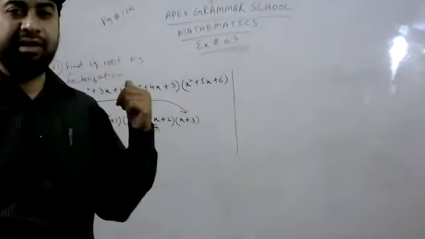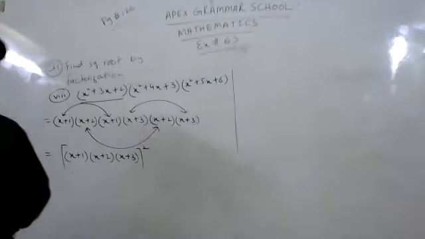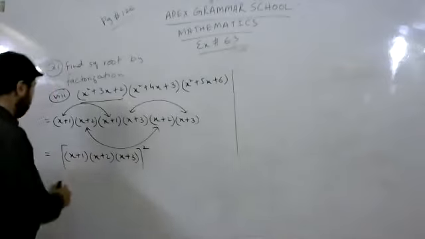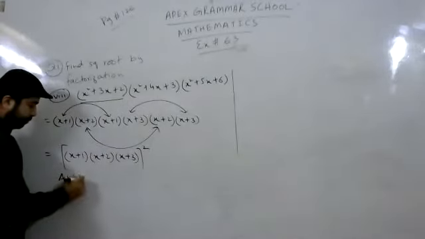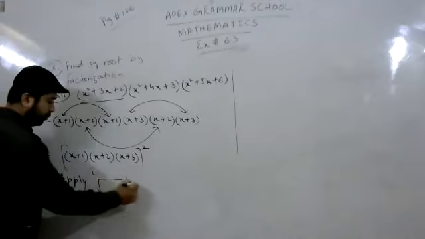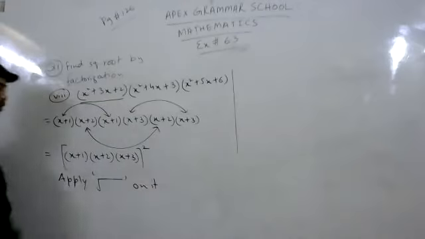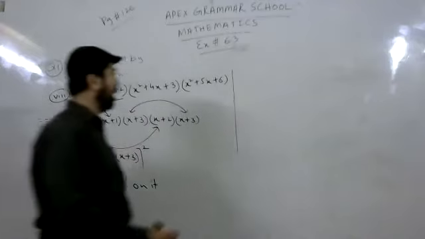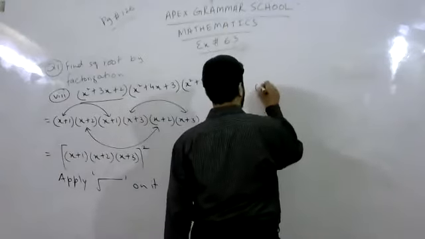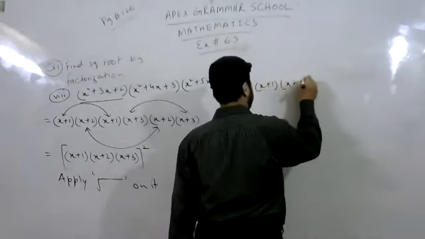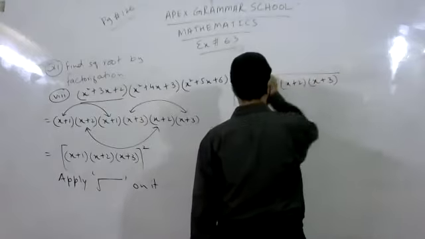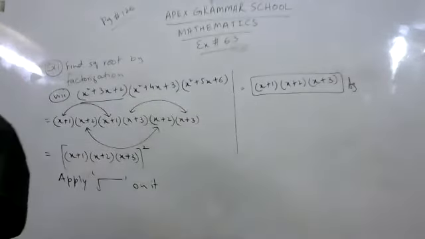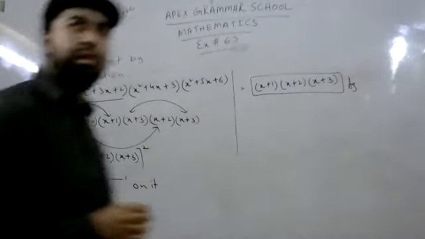After realizing that this is a whole square, we can take its square root. So the last step is to apply the square root on it. After applying the square root sign, you can cancel the square with the square root and you are left with the answer only: x plus 1, x plus 2 and x plus 3. And that's it. This was your part number 8, and part number 9 is the same as it is.